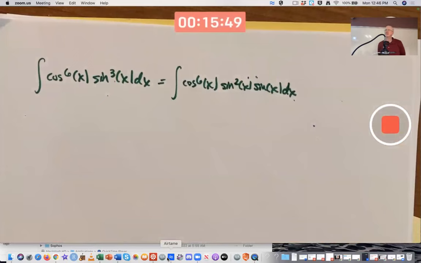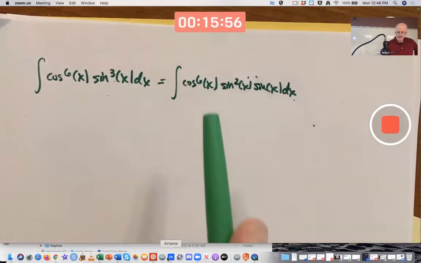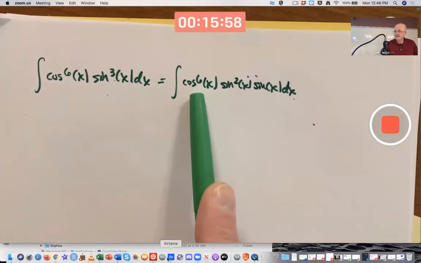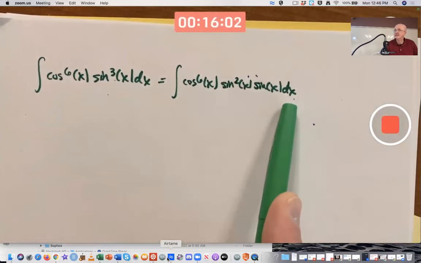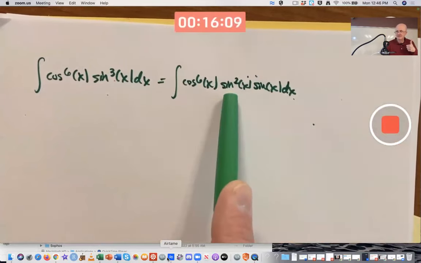if I let w now be cosine of x, this will be w to the 6th, and this sine x dx will be negative dw, and that's good. What do we do with that? Use a trig identity. Replace it with 1 minus cos squared theta.